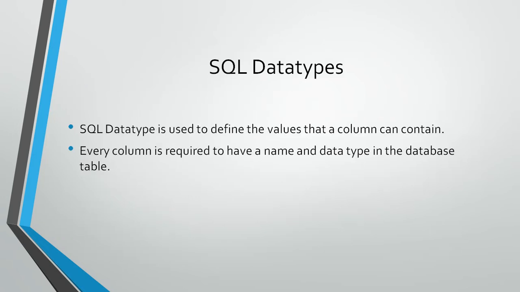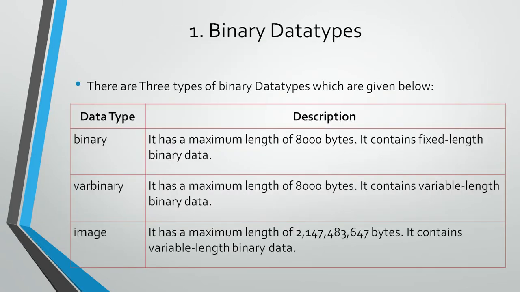The first one is binary type. So binary type has a maximum length of 8000 bytes. It contains fixed length binary data. Then there is another type, varbinary. It has a maximum length of 8000 bytes, but it contains variable length binary data. Then image type has a maximum length of a bigger number, which you can read. It contains variable length binary data.